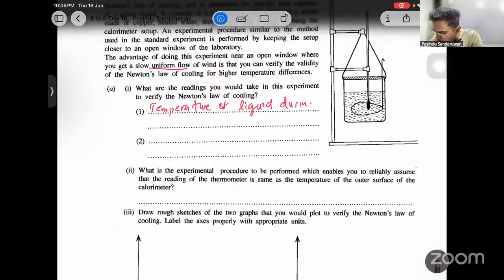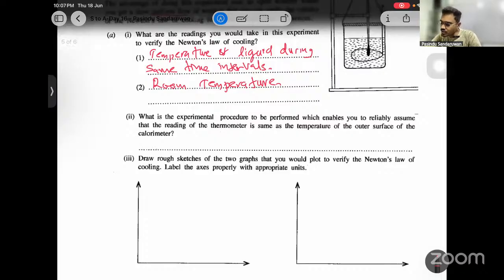Temperature of the liquid during same time intervals. And the second one: obviously, we need the room temperature.